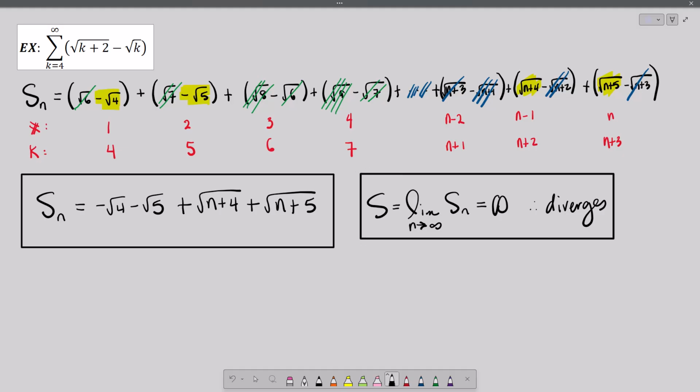The only thing we can do is simplify this leading term right here, and our partial sum formula could make that a 2. So there's our simplified S sub n, and this series will diverge.